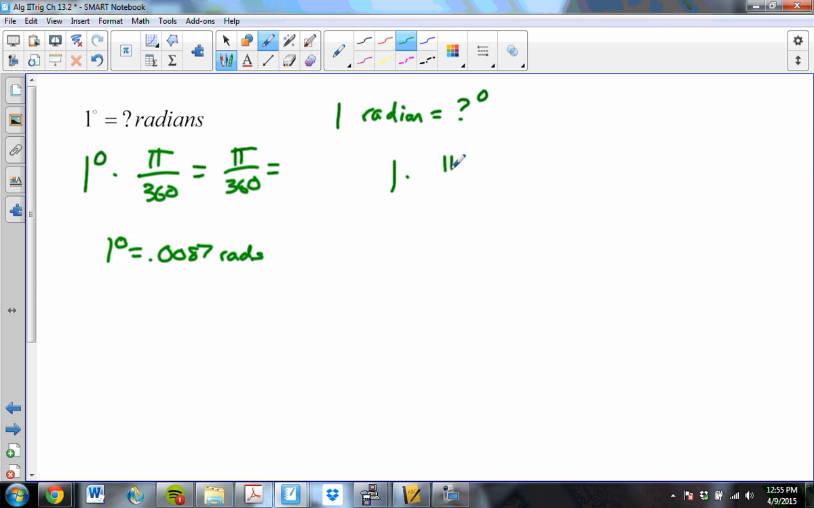And 1 radian is how many degrees? Well, I do 1 times pi over 360, or 360 over pi, excuse me. And that's going to come out to around 120.